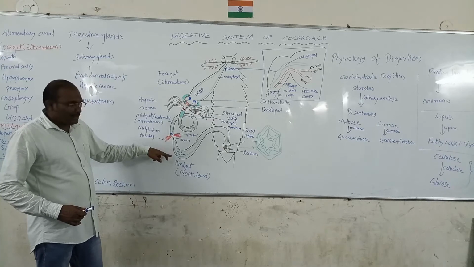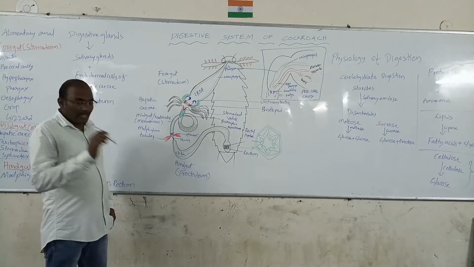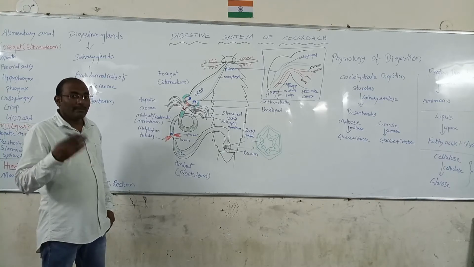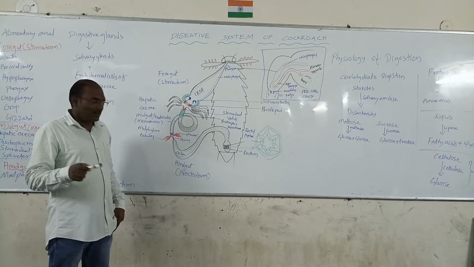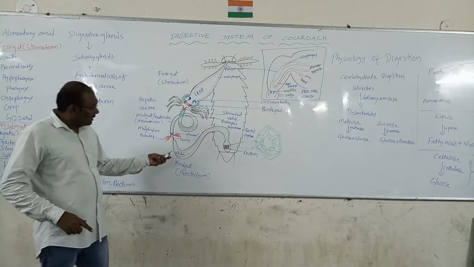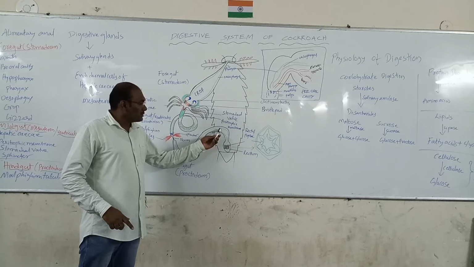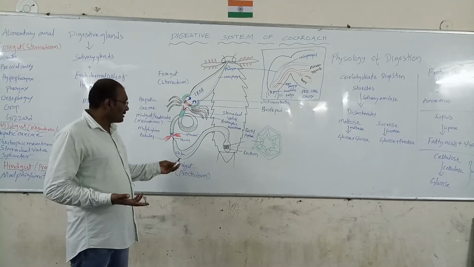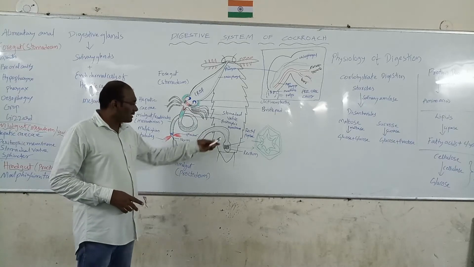Inside of the hindgut, some bacteria and microbes are present. They produce cellulase enzyme, which helps in digestion of cellulose. Later, the hindgut sends material to the rectum. Which particles are sent into the rectum? Undigested waste material is sent into the rectum.